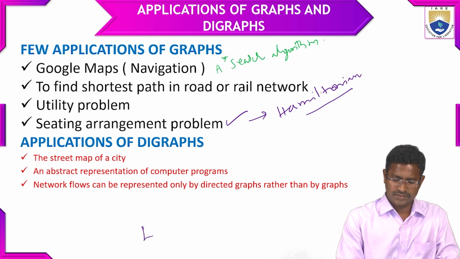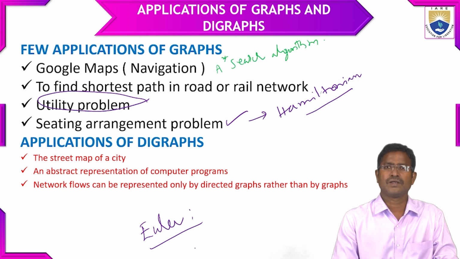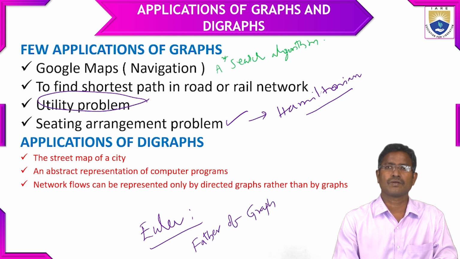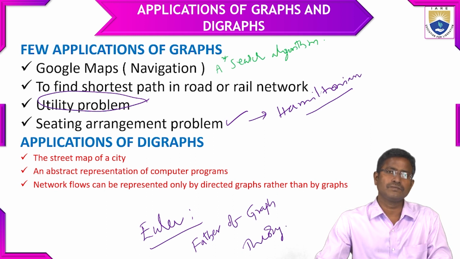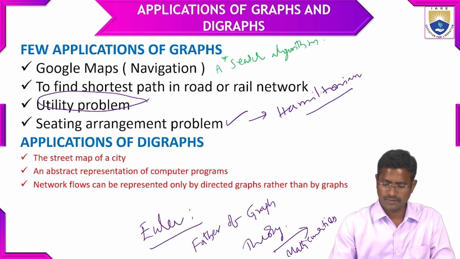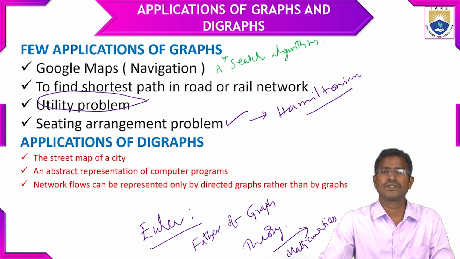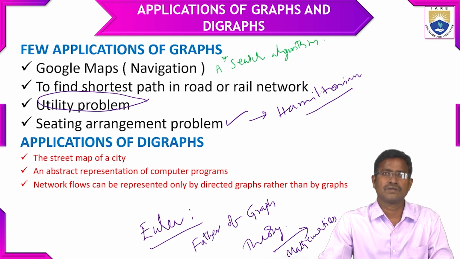And another important name is Euler. This is for utility. Euler is the father of graph theory. He was a mathematician, and a politician also, right? He introduced graph theory to the real world in the 17th century. It's not a new subject, but it has got a lot of significance from the 1930s onwards.